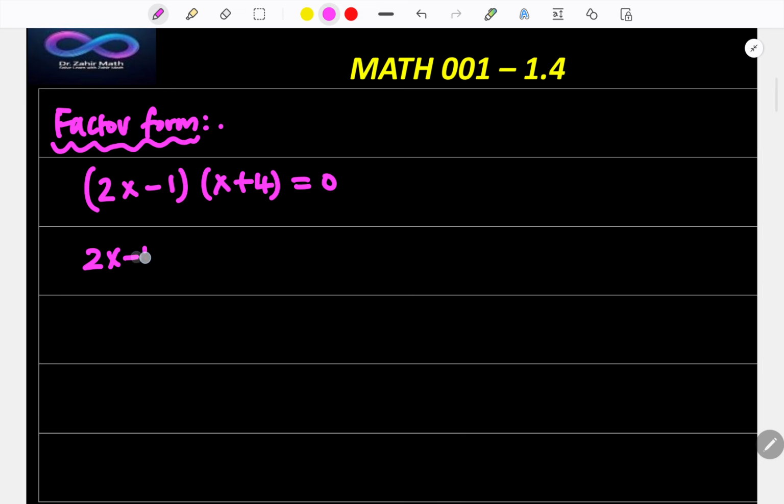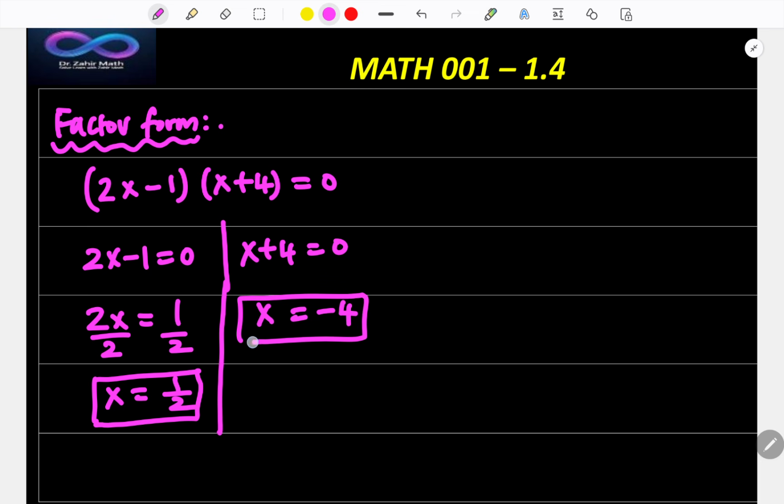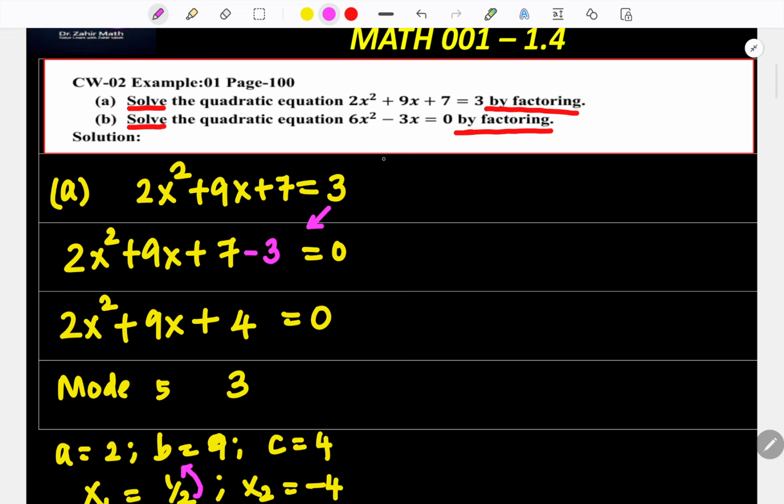It means 2x minus 1 equal to 0 and x plus 4 equal to 0. So 2x equals 1, divide by 2, divide by 2, x equals 1 by 2. And here x equals negative 4. Clear to all of you? So this is the solution. Let's go to the next question. The next question we are going to do is question B.